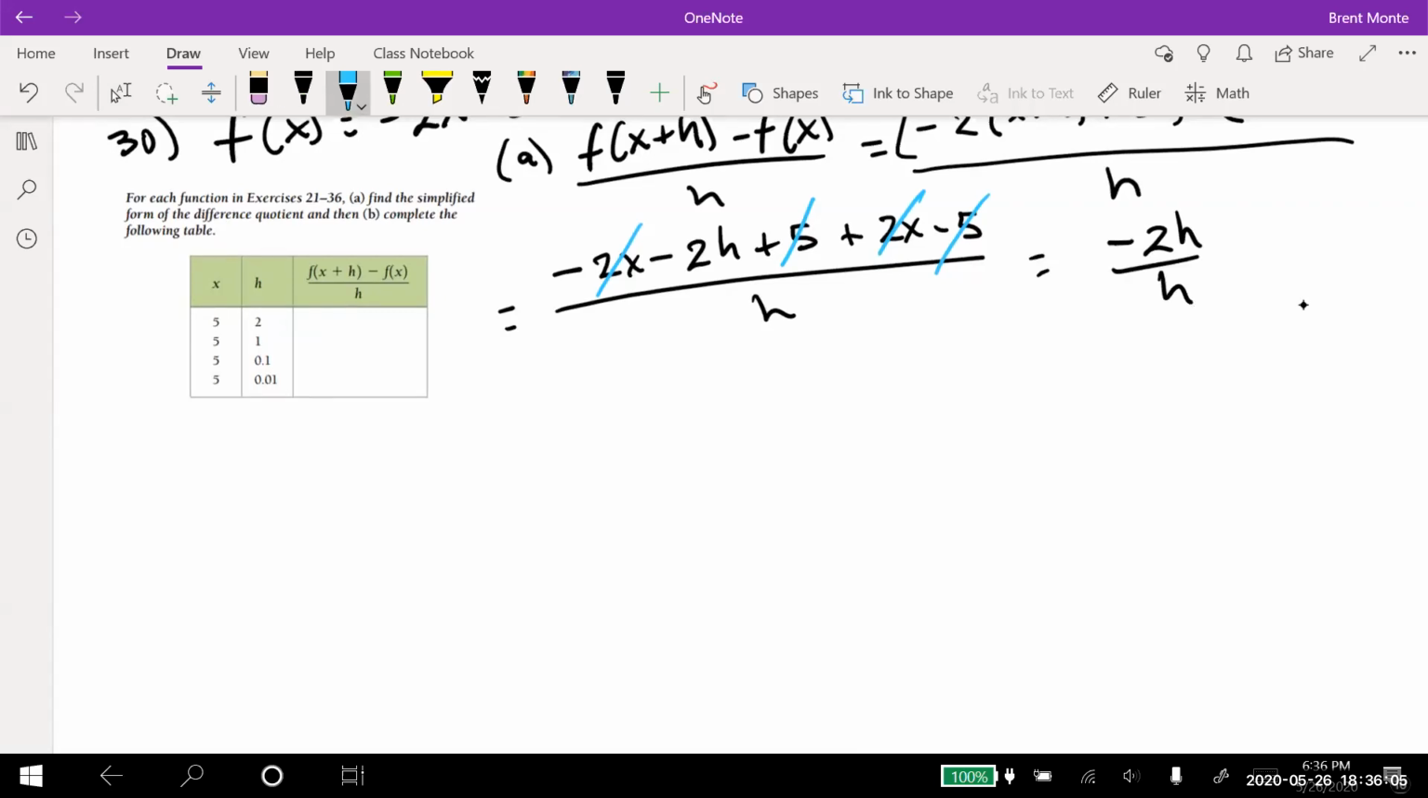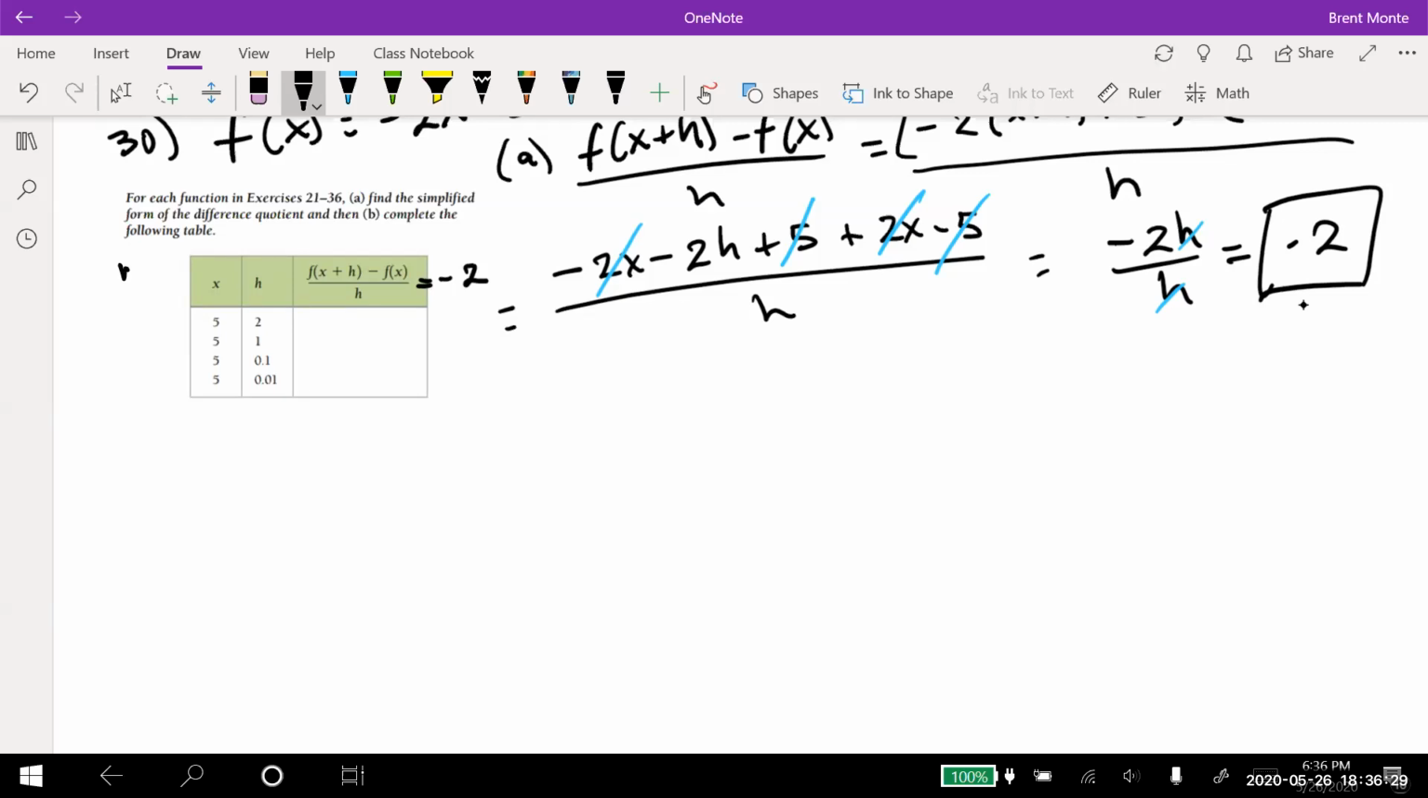Of course, now we can cancel those h's. We couldn't cancel the h before because we had the terms, we had the pluses and minuses. We can only cancel the h if it's a factor, if it's being multiplied. That's why we had to factor it out in the previous problem. But I get as my answer here just -2. That's the answer to part A. The simplified difference quotient, this whole thing, is -2.